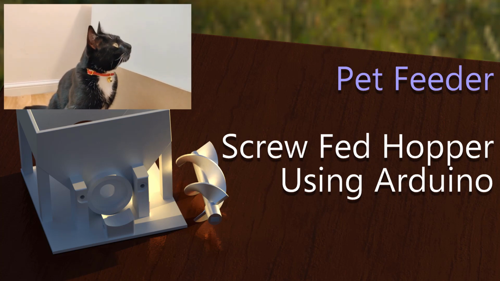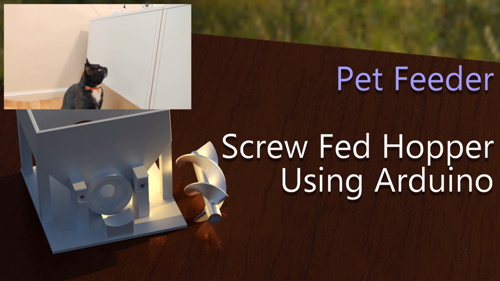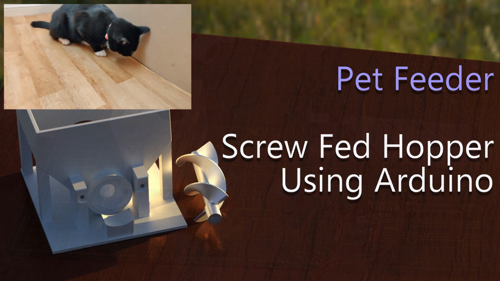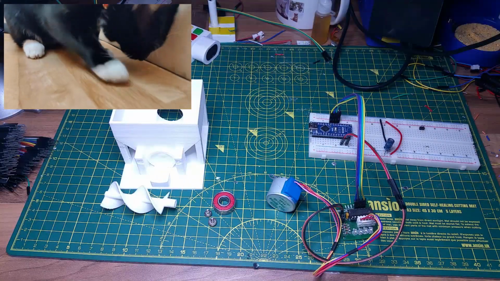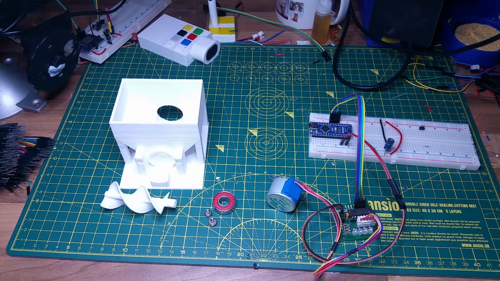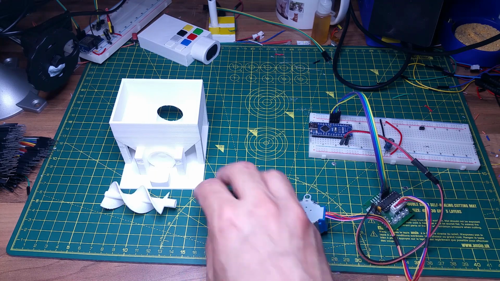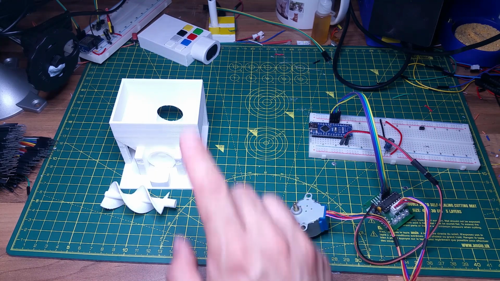Here's my version of an old favourite of Maker's, a pet food dispenser. There's plenty out there. They fit different motors and they're different sizes. This is mine. I made it for fun, partly the fun of just modelling it and also so that it fits my stepper motor that I have already.